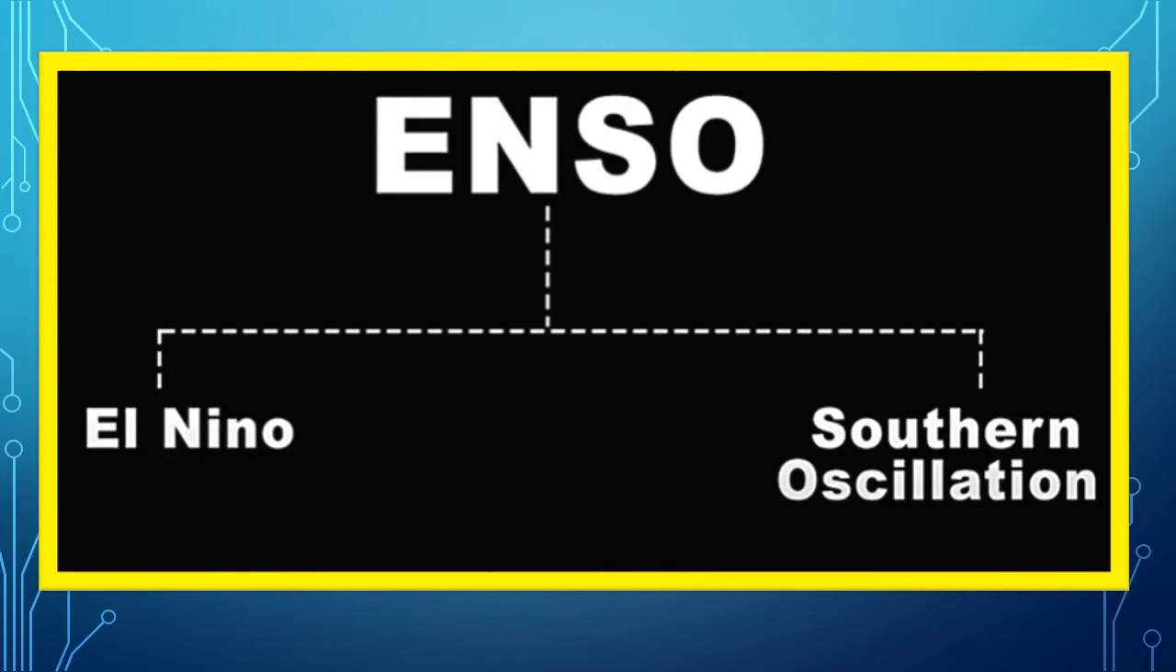Another factor that affects the climate of India is ENSO. Now ENSO is a short form for EN, which is for El Nino, and SO, which is for Southern Oscillation.